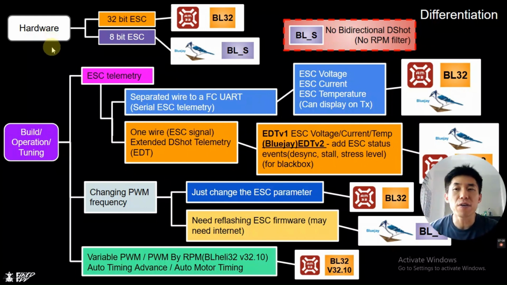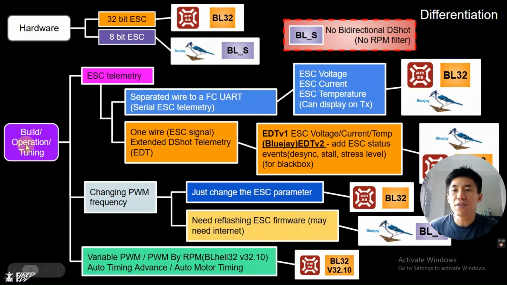First of all, if you just have hardware on your hands already, if you have 32-bit ESC, then you have two choices, AM32 or BLHeli_32. If you have 8-bit ESC, then you have another two choices, Bluejay or BLHeli_S. And I want to remind you again that BLHeli_S doesn't provide bidirectional DShot, so it doesn't have RPM filter. Okay, just want to mention it again.